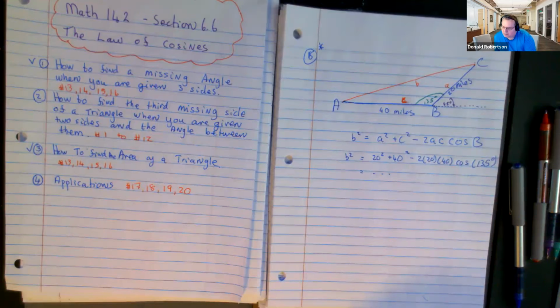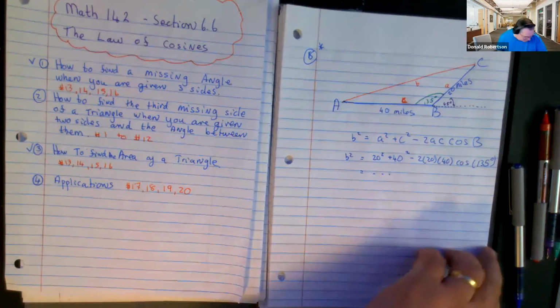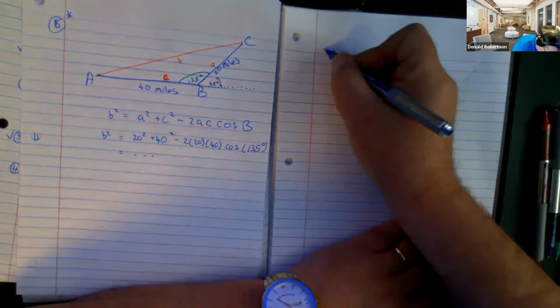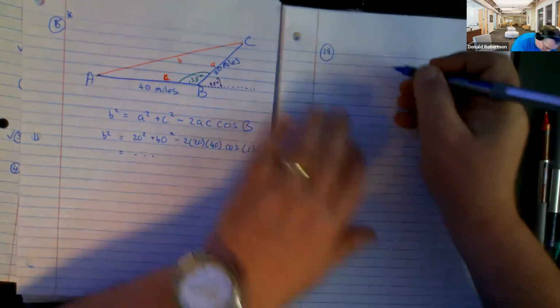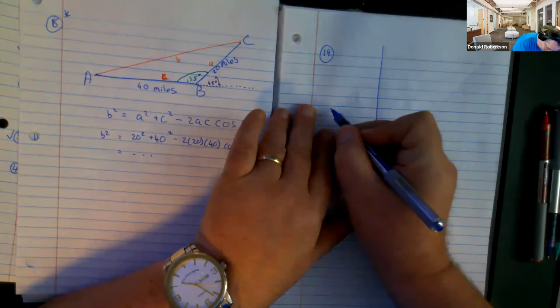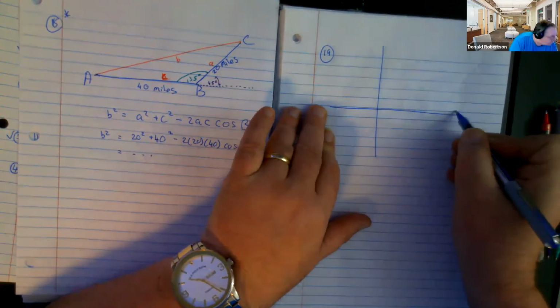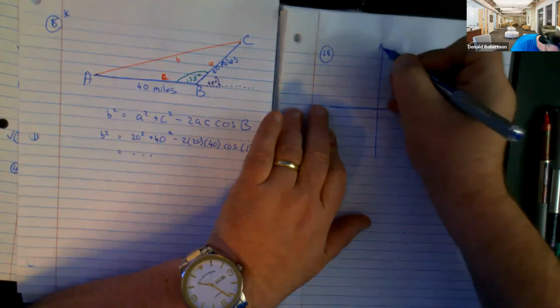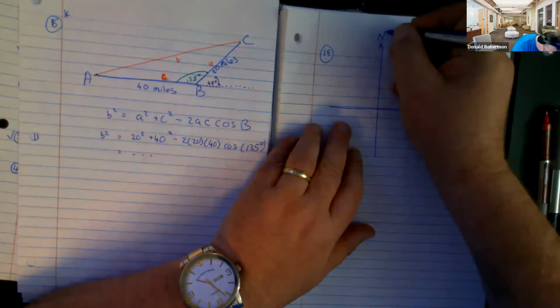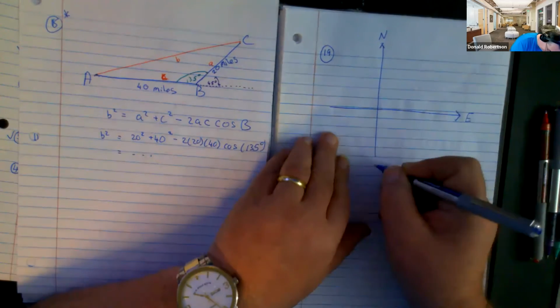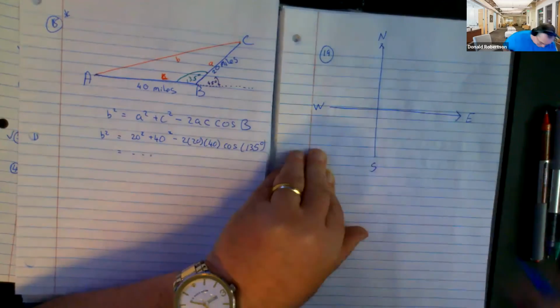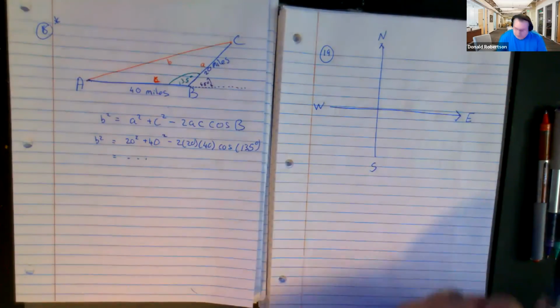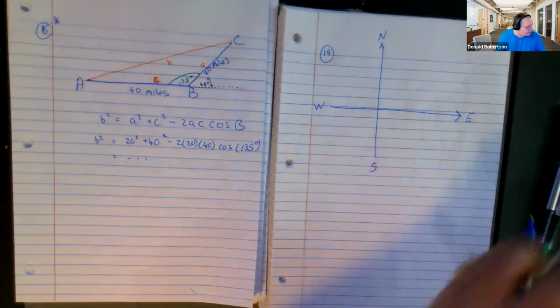Are we okay with that? The next one does give you a picture. It looks like the X and Y axis, but it's also representing compass points: north, south, east, and west.